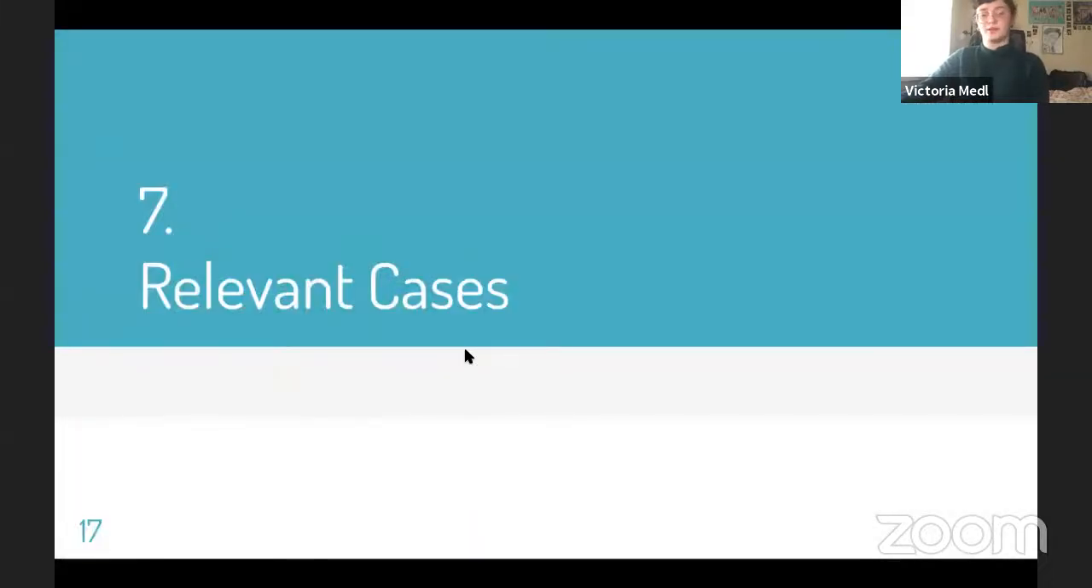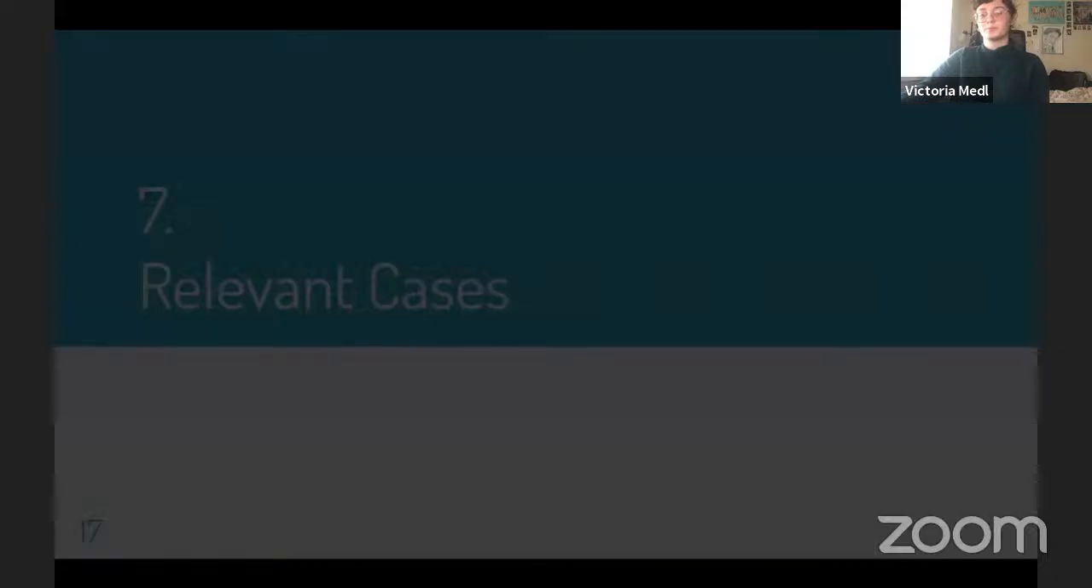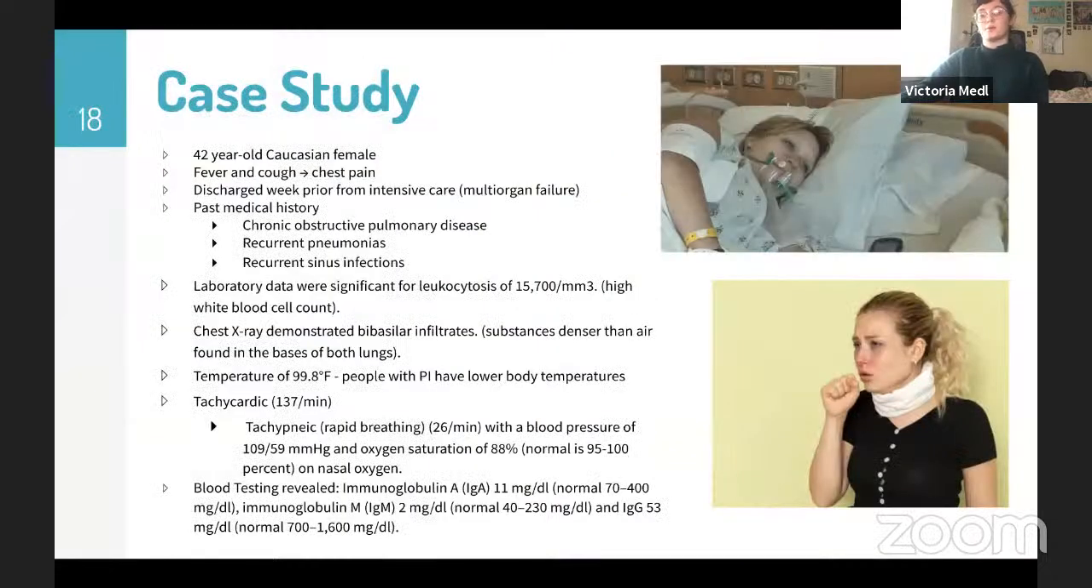I'll go into a quick case study. So I found this case. It was a 42-year-old white female. She comes into the emergency room with a fever and cough, and she also has chest pain. She was actually discharged a week prior from the ICU for multi-organ failure. Her past medical history includes COPD, recurrent pneumonias, and recurrent sinus infections.